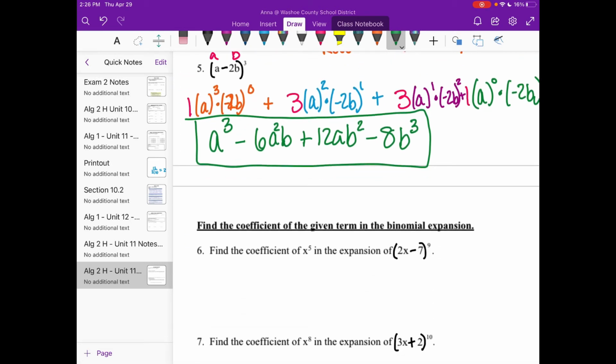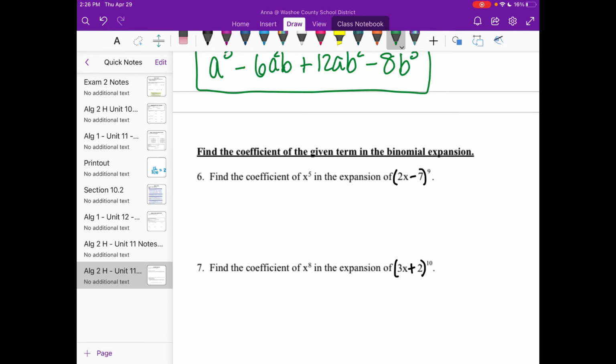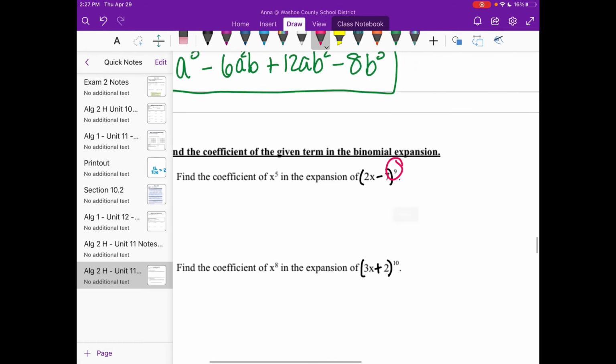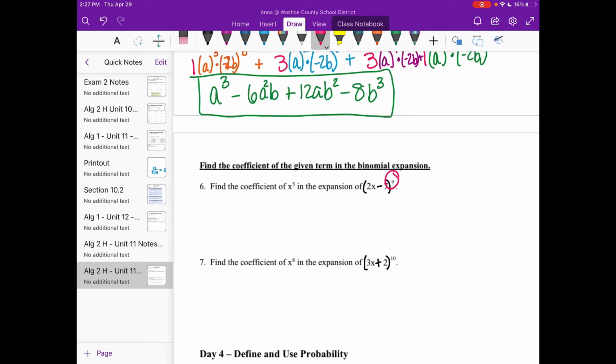All right, we got 2 more things to do. Now, when we're doing this, it wants us to find the coefficient of a given term in the binomial expression. So when we do this, yes, we could use some Pascal's triangle, but these numbers are going to be really, really, really big. Like my first one has an exponent of 9. I honestly don't really want to write out all 9 rows. So how could we get our coefficient from 9?